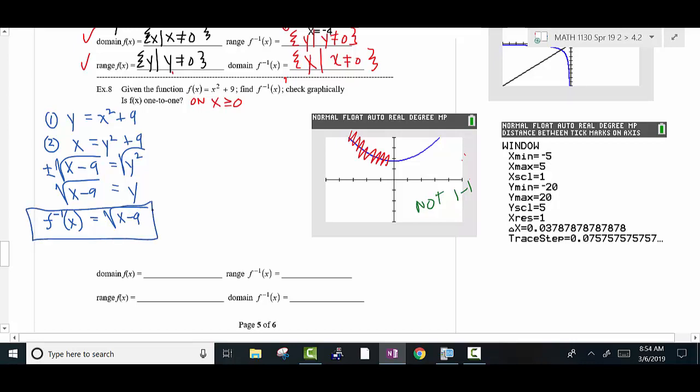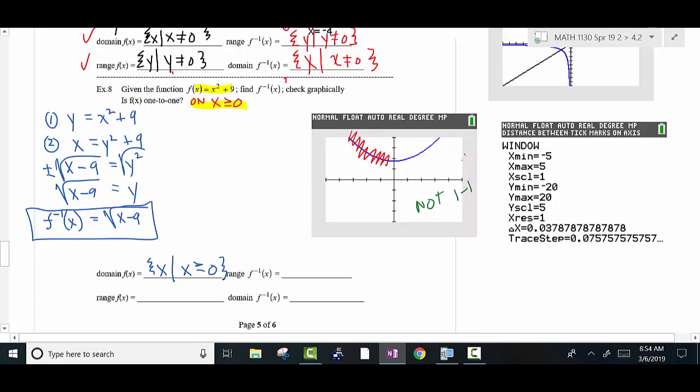Okay. Now what we're going to do with this then is figure out the domain and range. Okay, so remember, you're used to saying the domain of x squared plus 9 is all real numbers. Not anymore. The domain is 0 to infinity because we had to change the domain so it's one-to-one. So what I'm going to do is write set builder notation. The domain of the function is the set of x where x is greater than or equal to 0. Okay, we know that for a fact then.